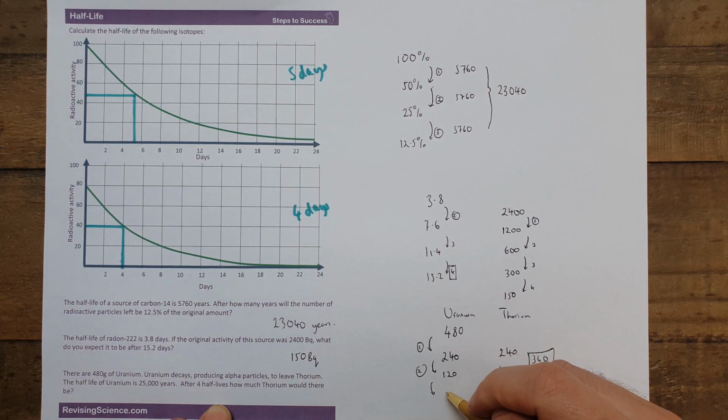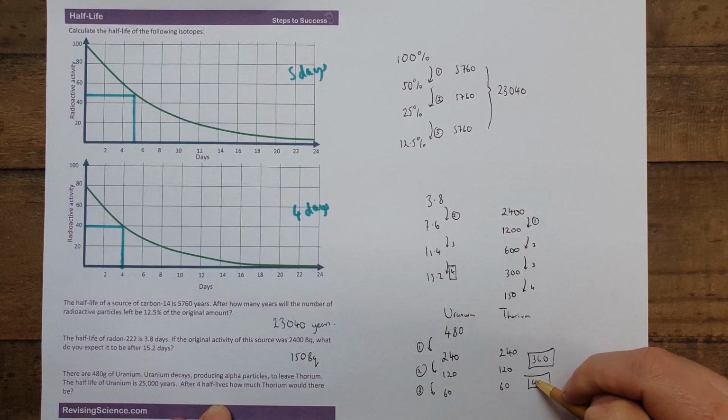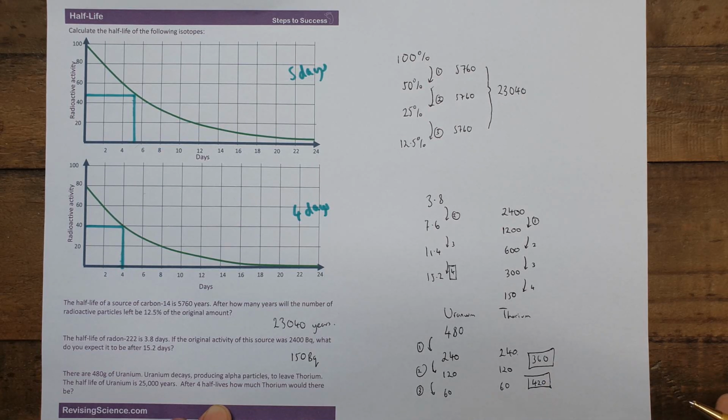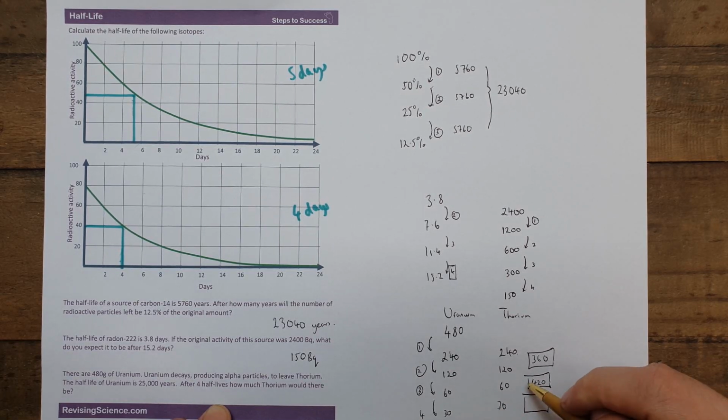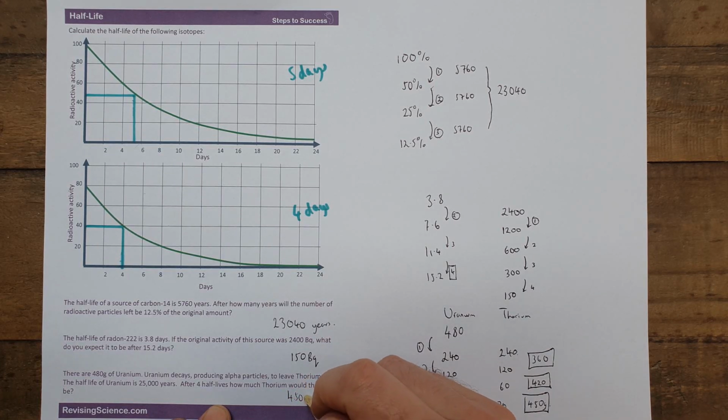After the third half-life, it would go down to 60, and again 60 would go over here, giving us a total of the original 360 plus 60, which was 420. So after our fourth half-life, 30 again will go over here. We've already got 420 of thorium, plus the remaining 30 that we've got here, bring us to 450 grams. So our answer would be 450 grams.